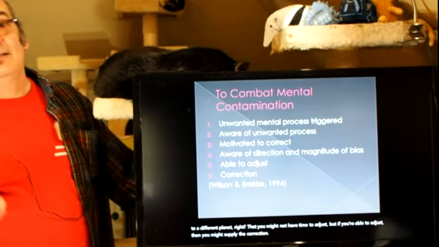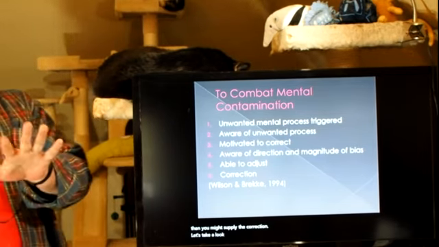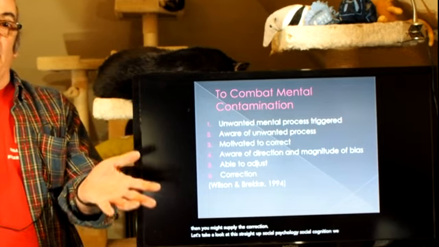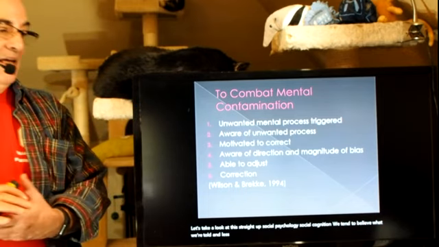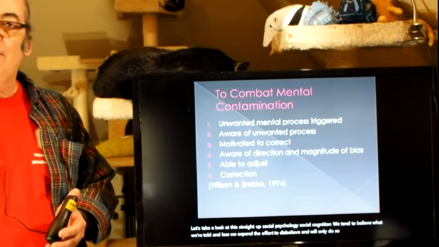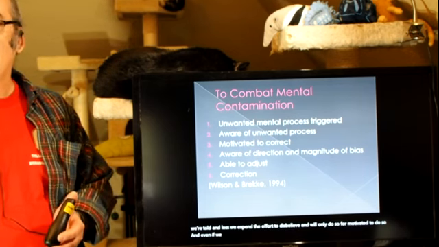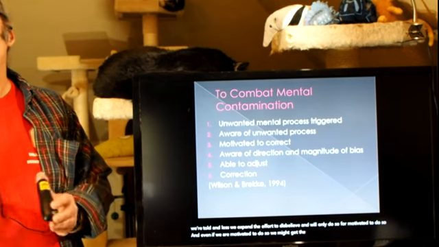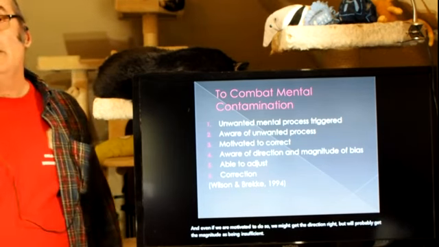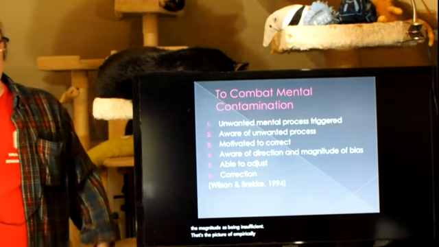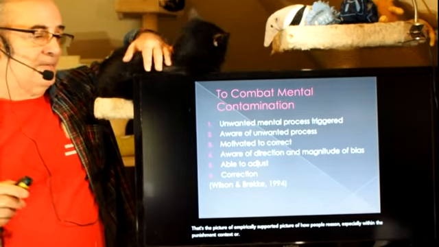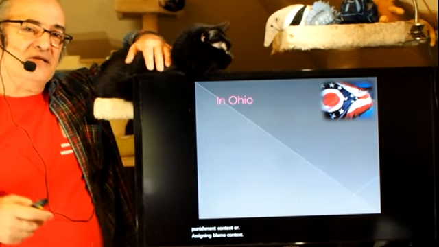Now, let's take a look at this. Straight up social psychology, social cognition. We tend to believe what we're told unless we expend the effort to disbelieve, and we'll only do so if we're motivated to do so. And even if we are motivated to do so, we might get the direction right, but we'll probably get the magnitude as being insufficient. That's the empirically supported picture of how people reason, especially within the punishment context or assigning blame context. What does Ohio say, though?